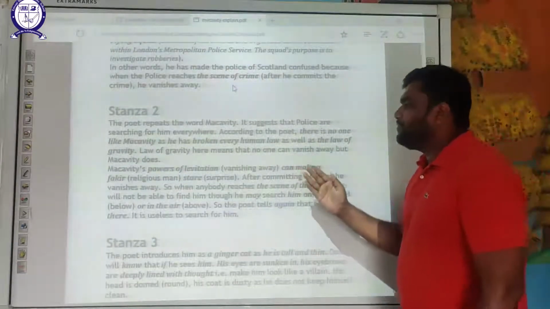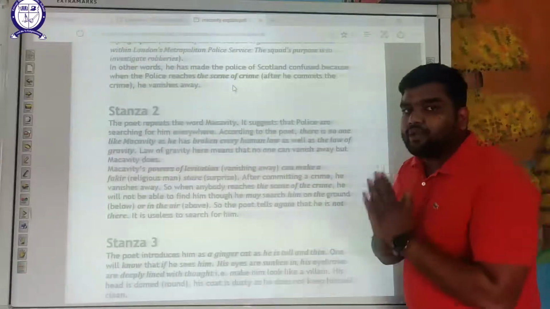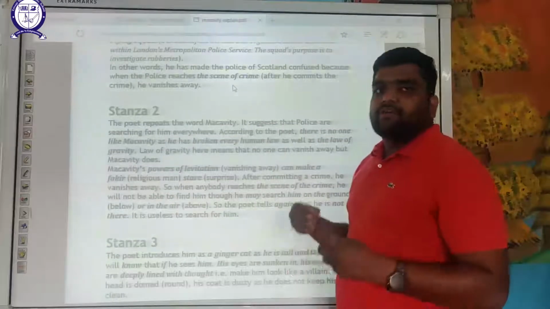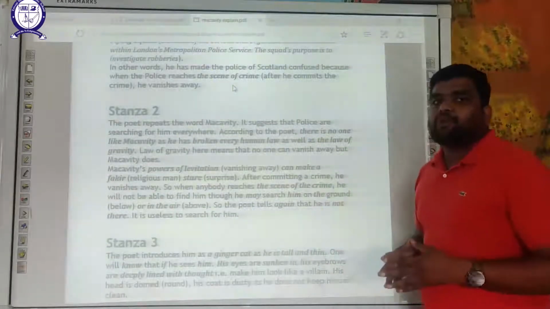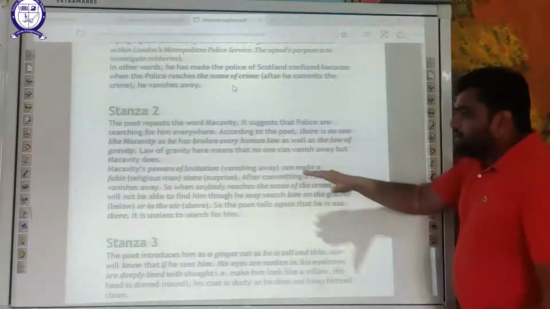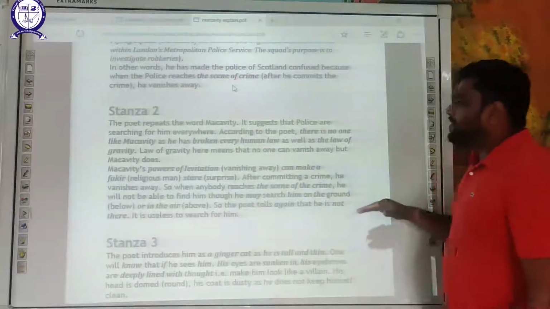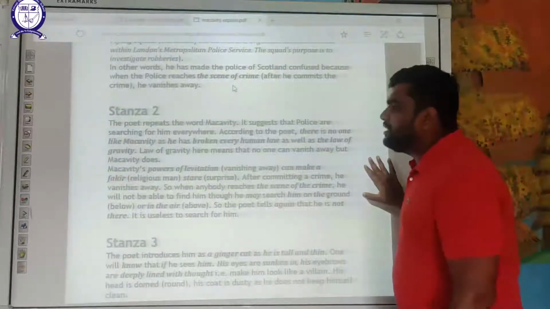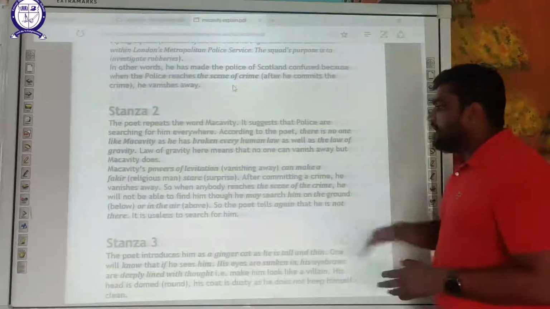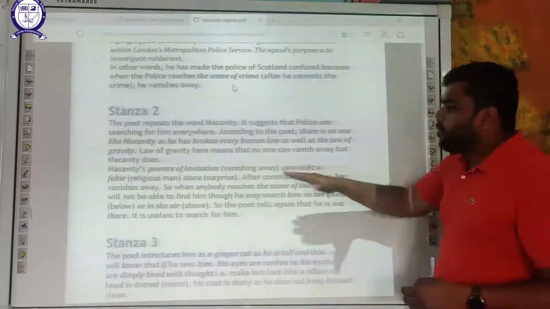Macavity's powers of levitation means vanishing away. That is, when Macavity commits a crime, it vanishes away, goes away. You can't find it. Okay. Macavity's powers of levitation can make a fakir stare. Fakir is a religious man. Stare means surprise. After committing a crime, he vanishes away.